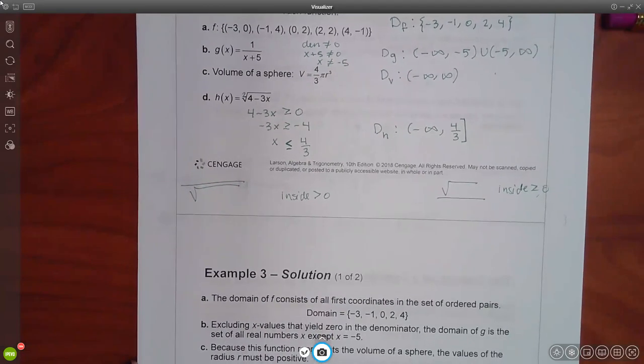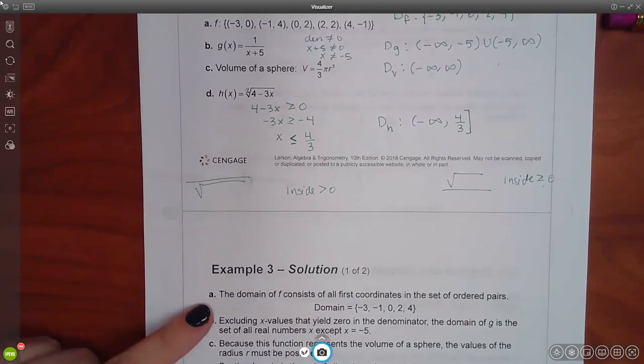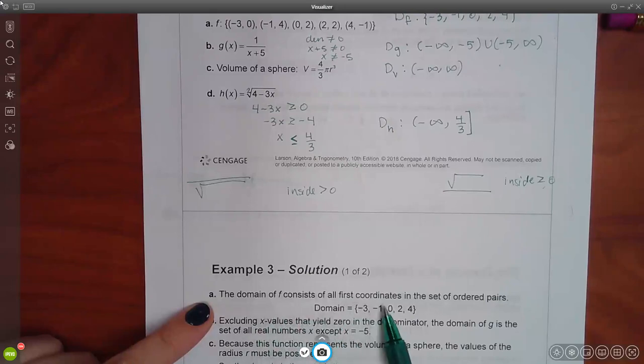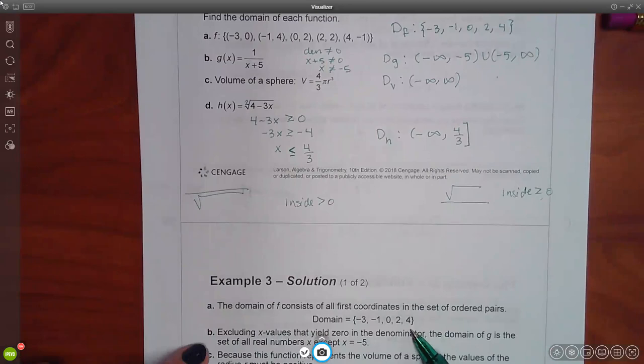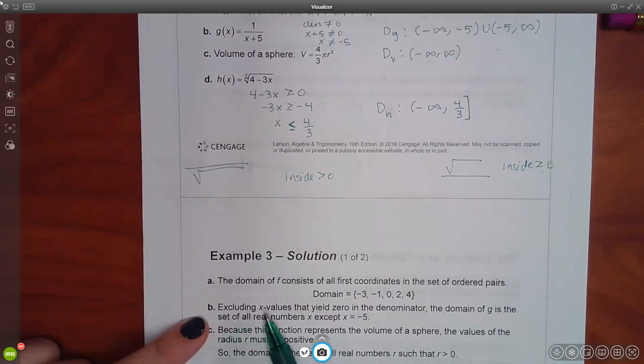So here's what I meant by they put it in words. It says the domain of the F consists of all coordinates in the set of ordered pairs. Our domain looks exactly like that, right? If I pull it down just a little bit, it looks exactly the same. But V says excluding X values that yield zero in the denominator.